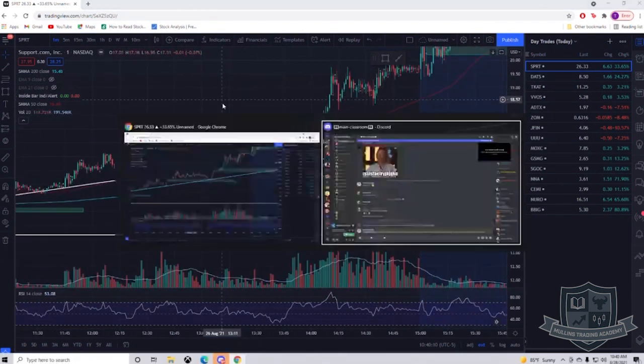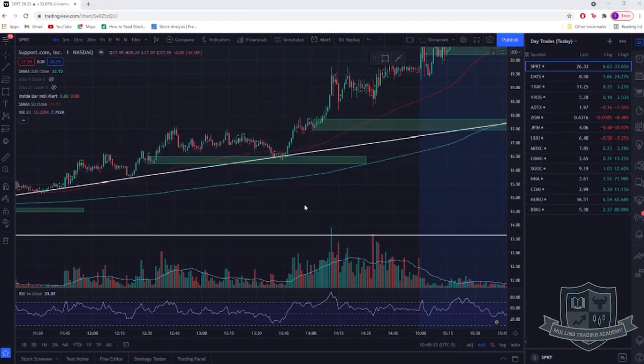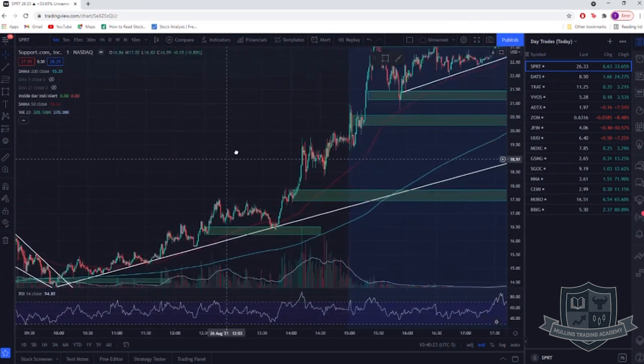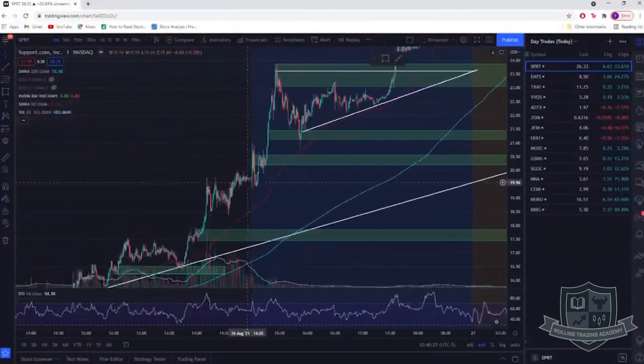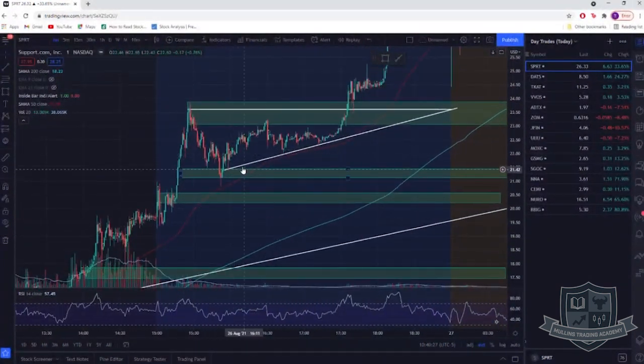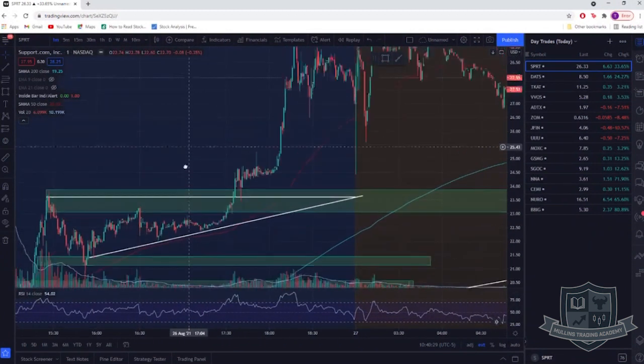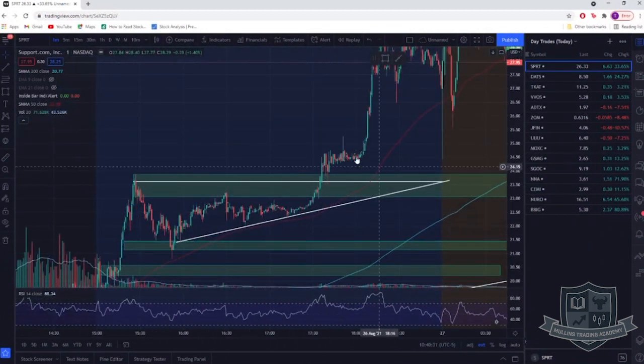So I see those supply and demand zones that you drew there. Did they help you when SPRT seemed to be making newer all-time highs? Yeah. Did they help you at all? No, because obviously price never really came back to them.